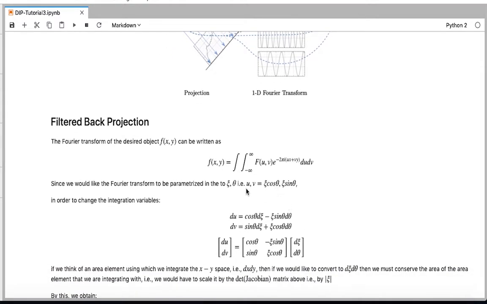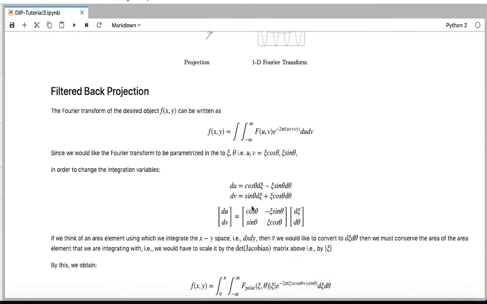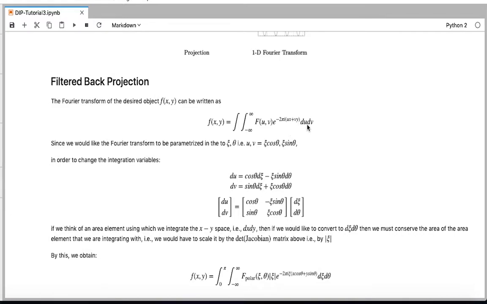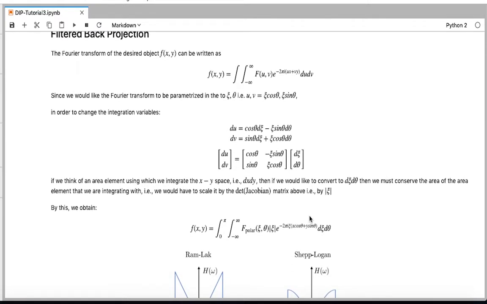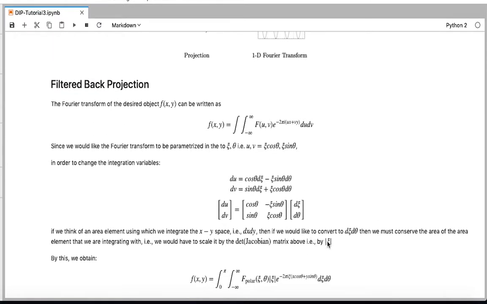So if you choose u and v to be psi cos theta and psi sin theta, then if you want to change the integrals du dv to d theta and d psi, we get an integration factor, because the area element dx dy is not exactly the same as d psi d theta. You get an integration factor of mod psi, if you remember this.